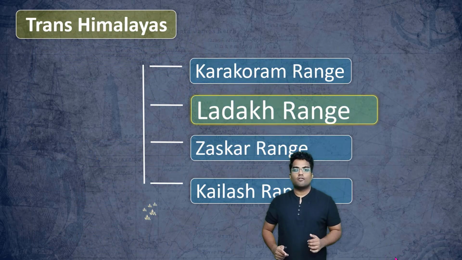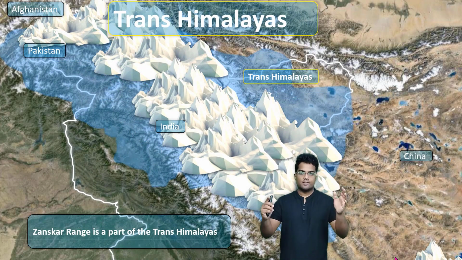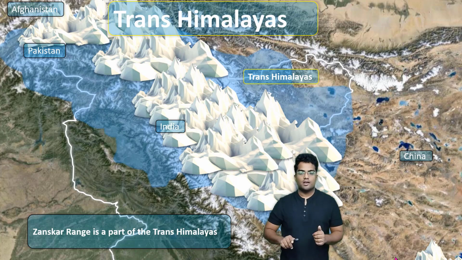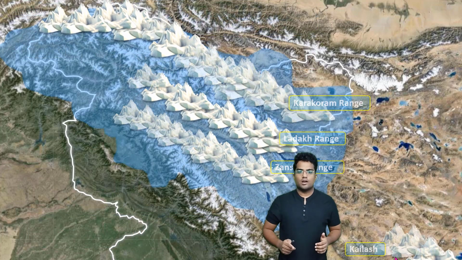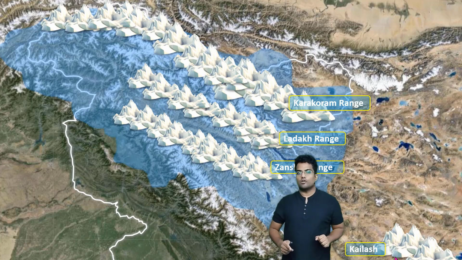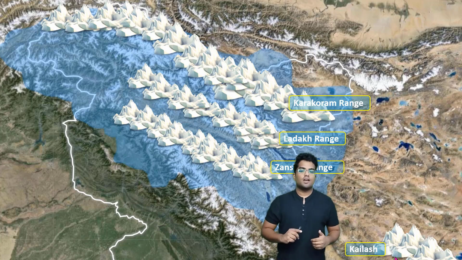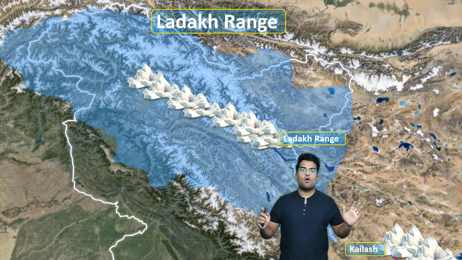So let's have a discussion on the Ladakh range. Once again, this is the Trans-Himalayas. The Trans-Himalayas goes around Afghanistan, Pakistan, India, and China. Now, let's have a look at the division of the Trans-Himalayas. It is divided into the Karakoram range, the Ladakh range, the Zaskar range, and the Kailash range. We have learned about the Karakoram range earlier, so let's only focus on the Ladakh range. We have removed all other ranges.